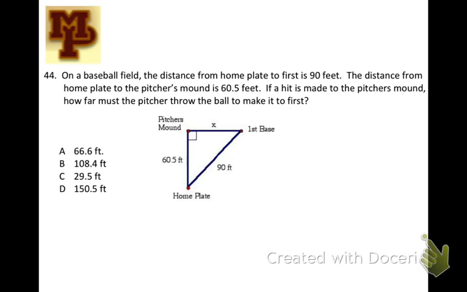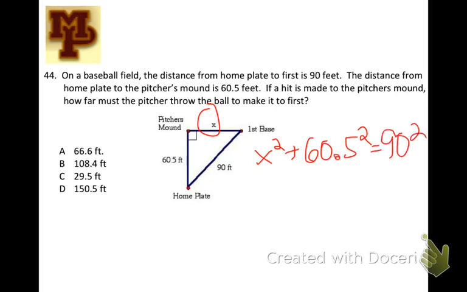Okay, this one, how far, yada yada. So just Pythagorean theorem. So we got x squared plus 60.5 squared is equal to 90 squared. So do the math here. We got x squared plus, all right, what's 60.5 squared? 3660.25. Why did I write all this out?